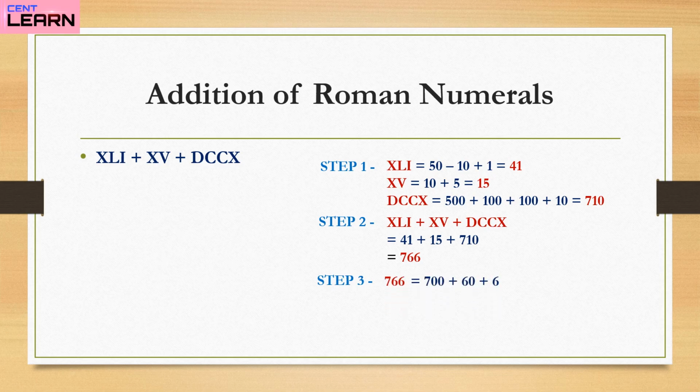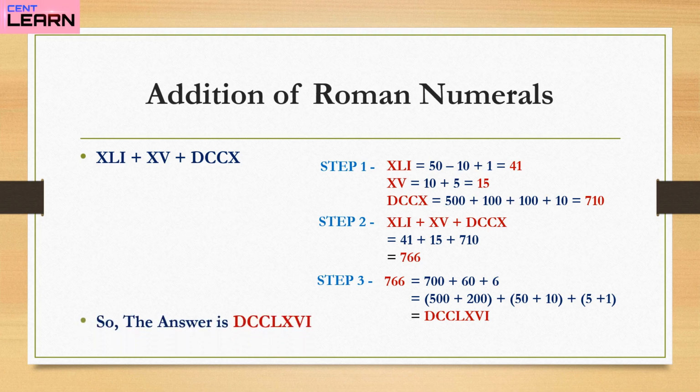Now we have to transfer the number 766 to Roman numerals. So we have to write it in the expanded form, which is 700 plus 60 plus 6. 700 is equal to 500 plus 200, 60 is equal to 50 plus 10 and 6 is equal to 5 plus 1. So 500 is D, 200 is CC, 50 plus 10 is LX and 5 plus 1 is VI. So the answer is DCCLXVI.